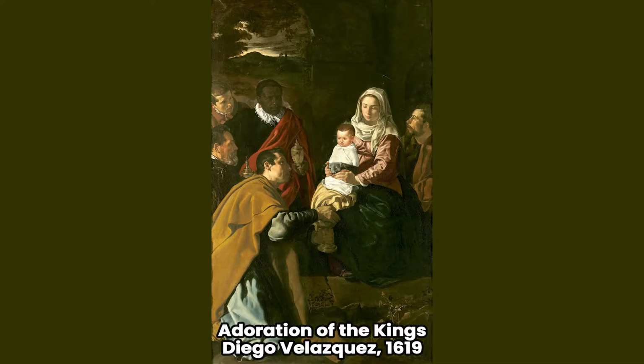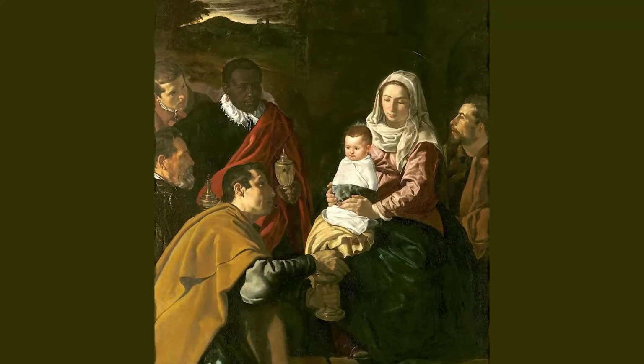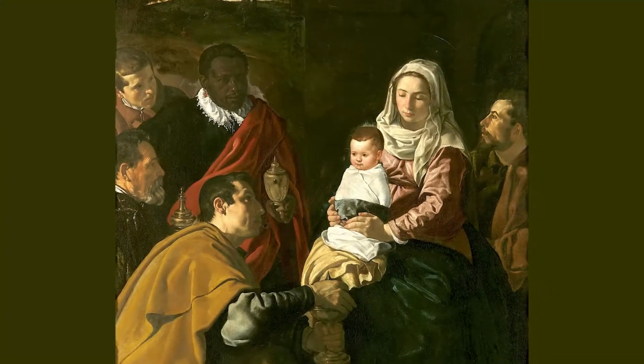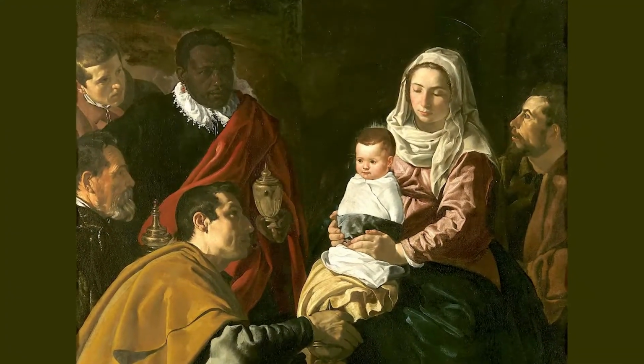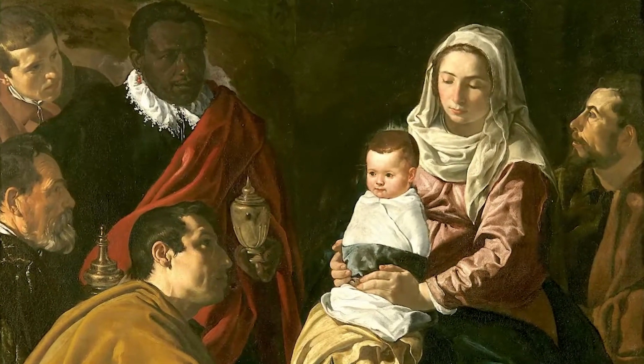Adoration of the Kings. Artwork by Diego Velázquez, from the year 1619. After seeing the Eastern Star, the Magi, who according to Christian tradition specify their number as 3, go to Bethlehem and offer their 3 gifts to the child Jesus: gold as king, frankincense as God, and myrrh as man.